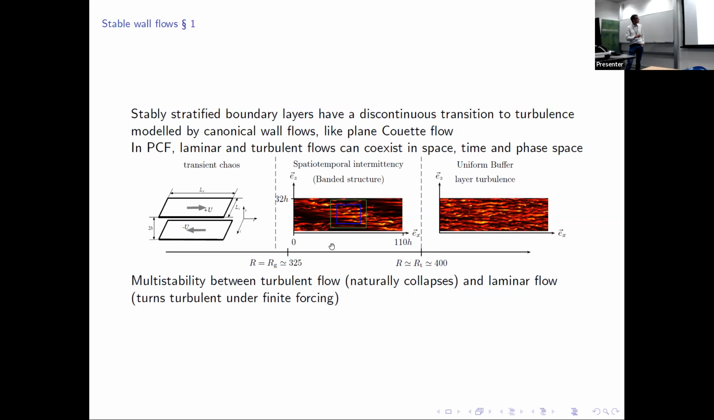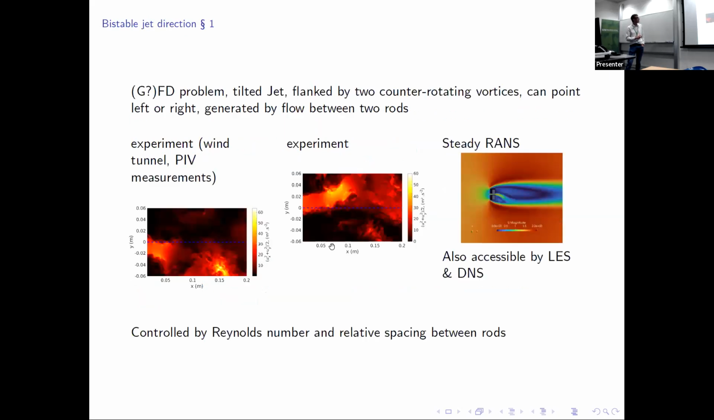And a third example, which is more like a fluid dynamics problem, is the case of tilted jets. So you can have a tilted jet which points left or right, which is flanked by two counter-rotating vortices. So you can see here the jet pointing right, and here, in the simulation, pointing left.